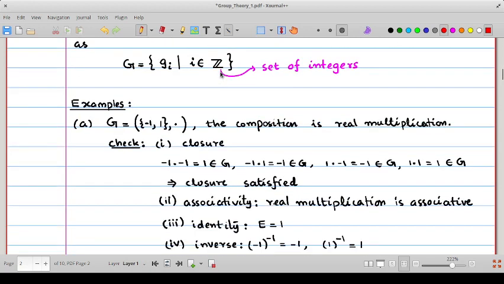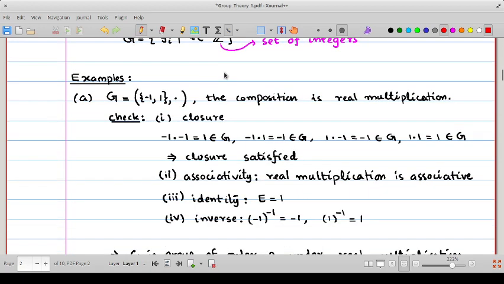We now consider some examples of groups. Let us first consider the pair given by the set of two elements, -1 and 1, and the composition operation dot, which in this case we take as real multiplication. This set is a set of two real numbers, -1 and 1.